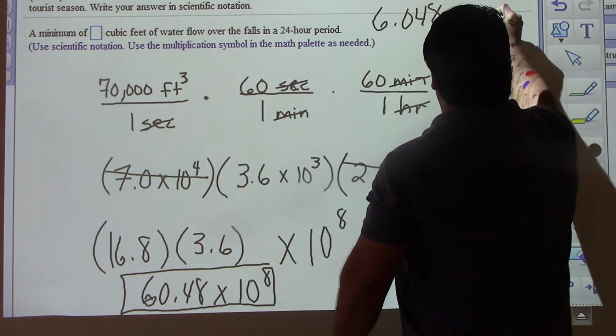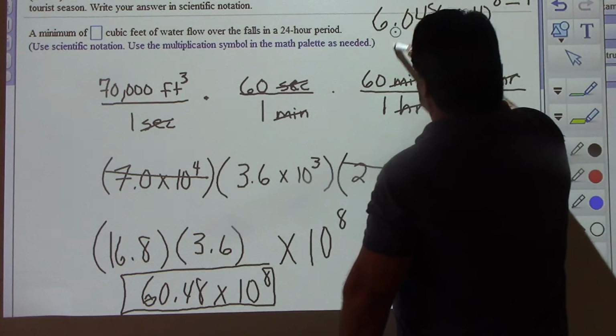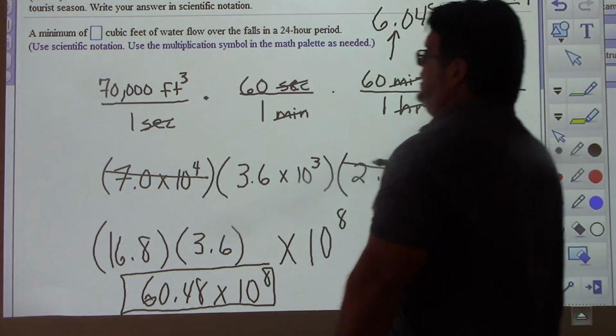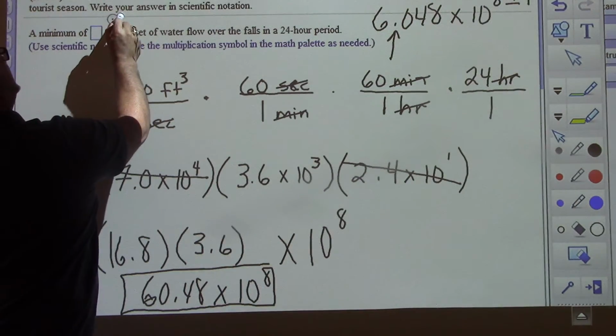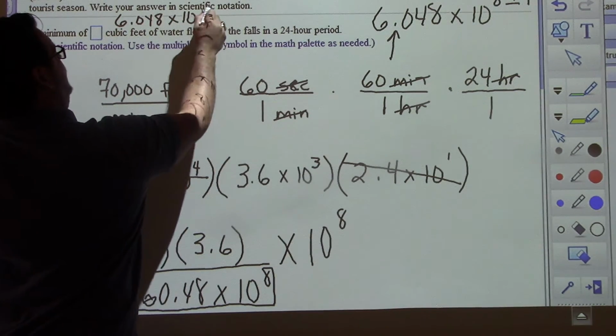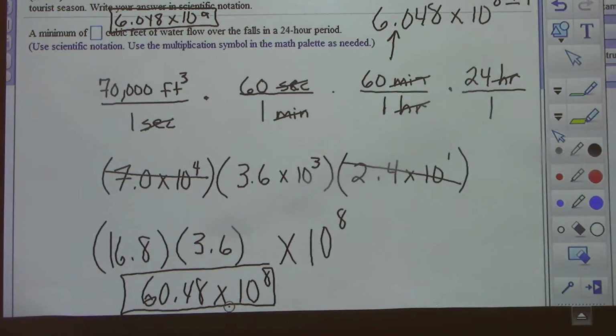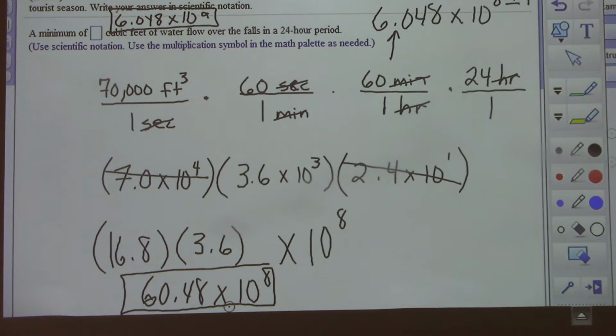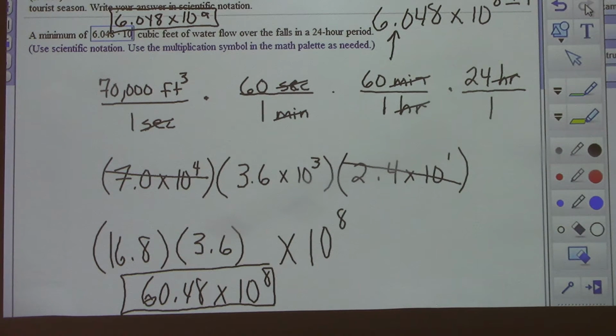6.048 times 10 to the 8th. Which way did I move this decimal and get it back the way it was? To the right. So your final answer is 6.048 times 10 to the 9th power. And then round accordingly. So 6.048 times 10 to the what? 9th? It's a miracle.